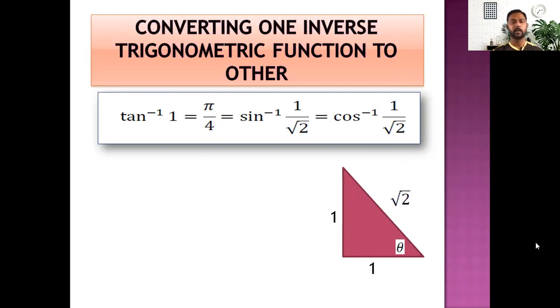Now from the same triangle, you find what sine theta is. The definition is opposite side by hypotenuse, which gives 1 by root 2. So sine theta is 1 by root 2. Therefore theta is sine inverse 1 by root 2. Cos is adjacent side by hypotenuse, so you will get cos inverse 1 by root 2. Therefore, using a simple technique of right triangle and Pythagoras theorem, you can convert an inverse trigonometric function to any other inverse trigonometric function. See here, when it is sine inverse 1 by root 2, it is the same as cosec inverse root 2. Remember the relation. Similarly, cos inverse 1 by root 2 is also the same as sec inverse root 2.